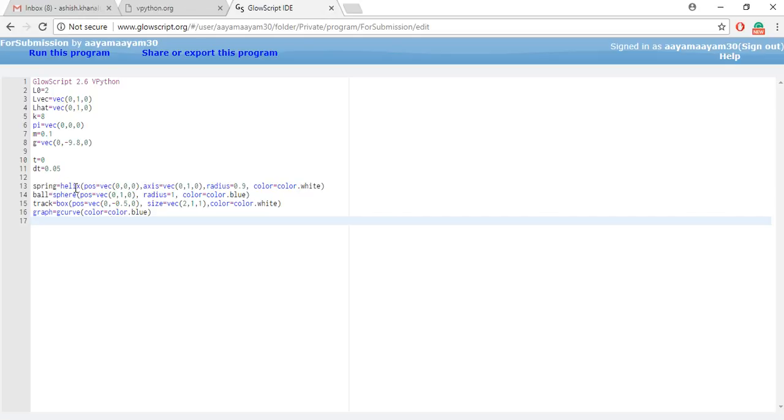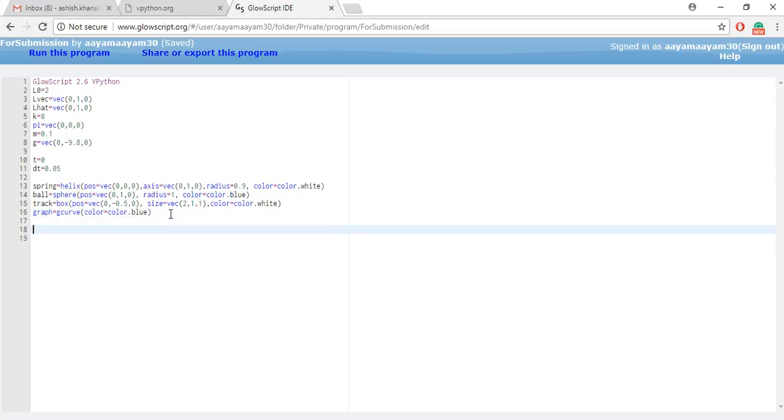This code generates the model for a spring, and the axis of the spring is 0, 1, 0, which is the stretched length. As the ball is on the top of the spring, the position of the sphere will also be similar to this one. Now this one is for the graph, and this is the base of the spring mass model.